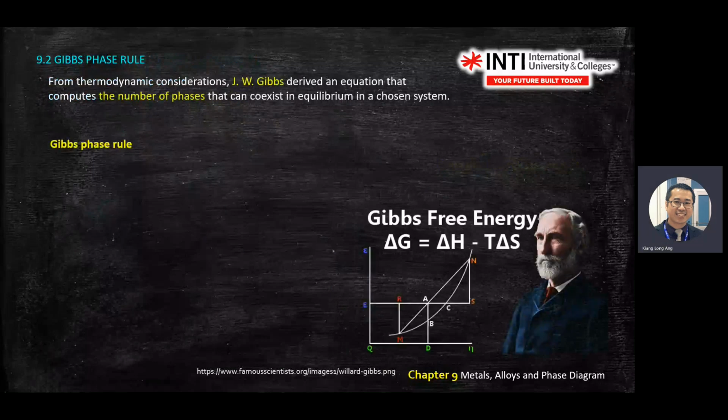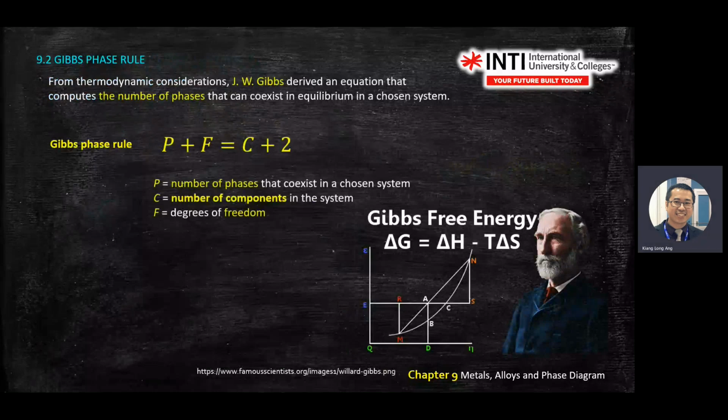The calculation is given by Gibbs phase rule. Gibbs phase rule gives you P plus F equals C plus 2. What's this? P is the number of phases, F is the degrees of freedom, C is the number of components in the system. So P plus F equals C plus 2. This equation is called the Gibbs phase rule. You need to use this when you're given a certain parameter. I'll give you one example later.